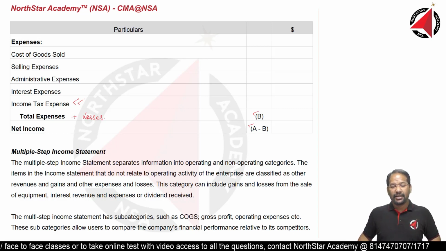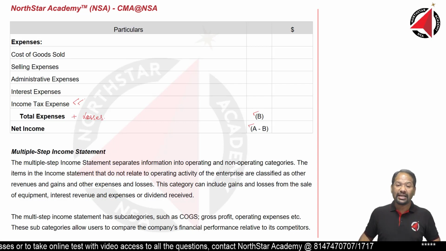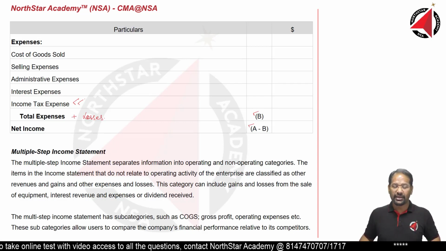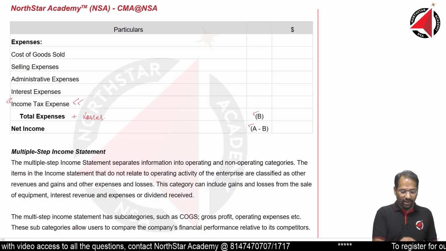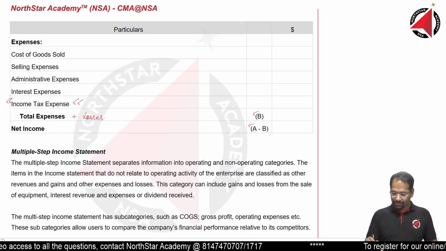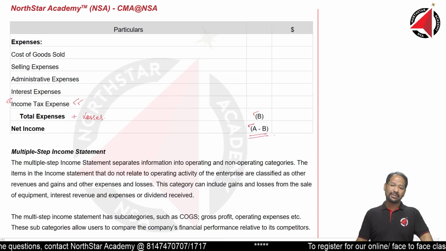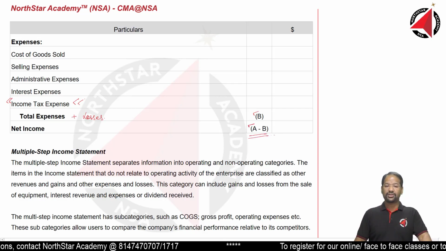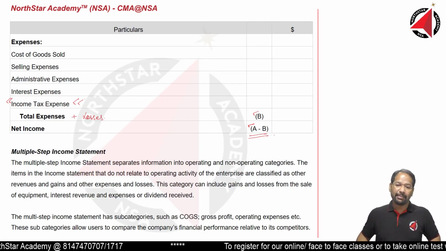Similarly, like I mentioned, all revenues and all gains are together, and all expenses and all losses are together. Remember, tax expense also forms part of expenses here as B, and then you subtract A minus B, you get net income. Very, very simple. We will do questions on this, do not worry. Next is the multiple step income statement.